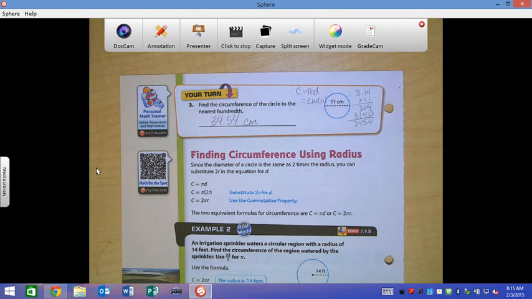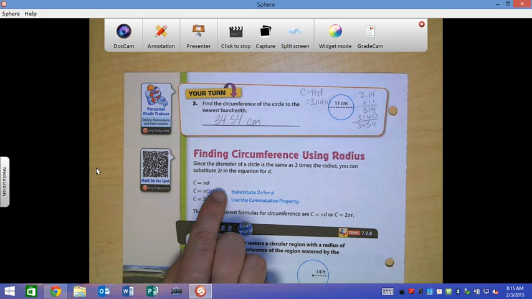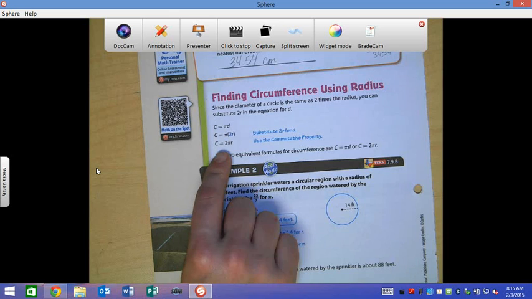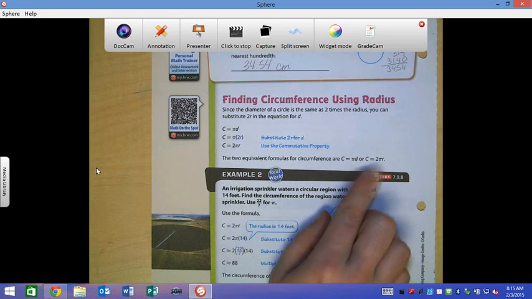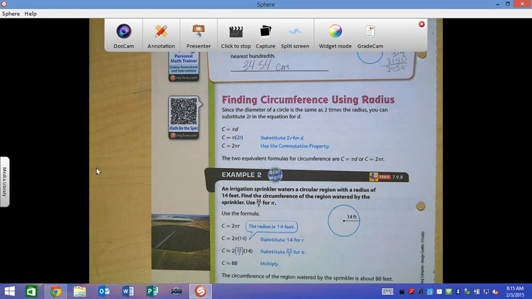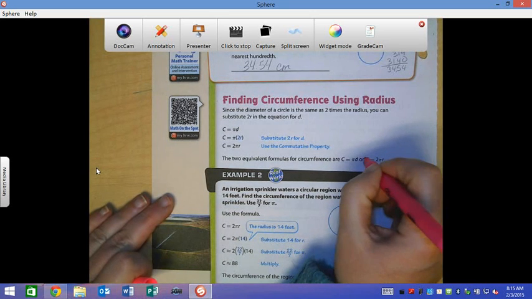Since the diameter of a circle is the same as 2 times the radius, it's double the radius, we can always just substitute in 2r instead of d, so 2 times the radius. So instead of pi d, we can have pi times 2r. And we usually put our number first, that's our coefficient, so we call it circumference equals 2 pi r. So these are the exact same formula. Notice they don't look the same, but they mean the same thing.